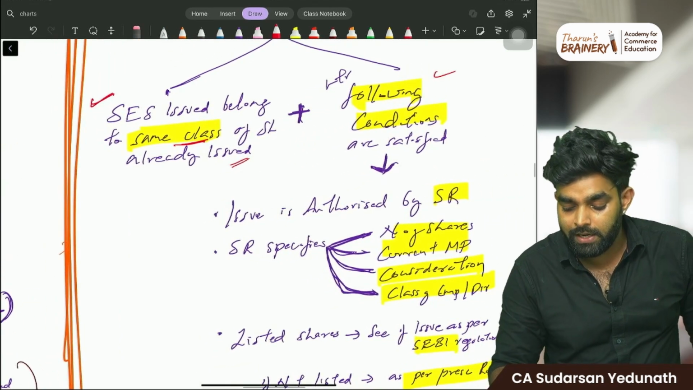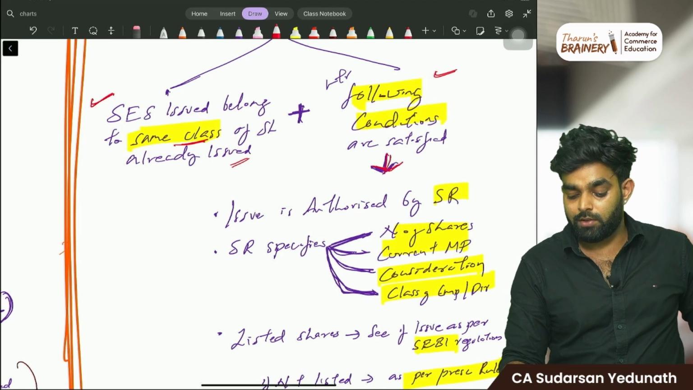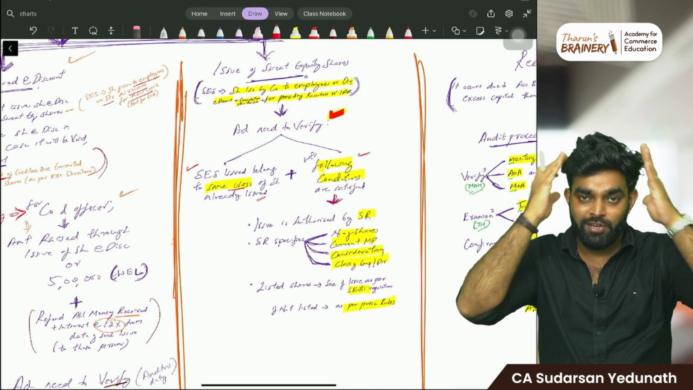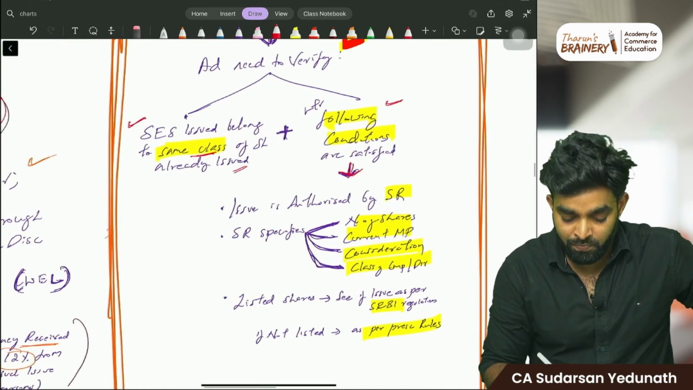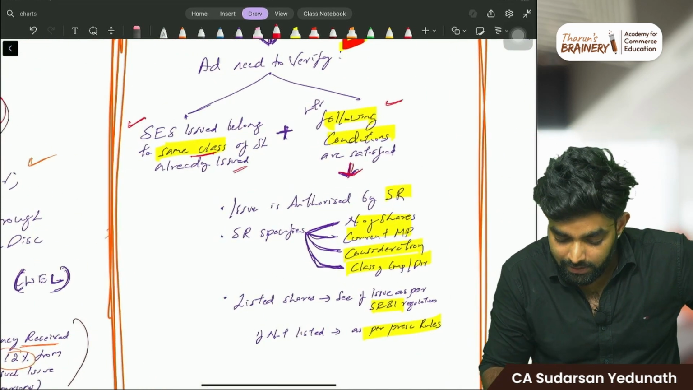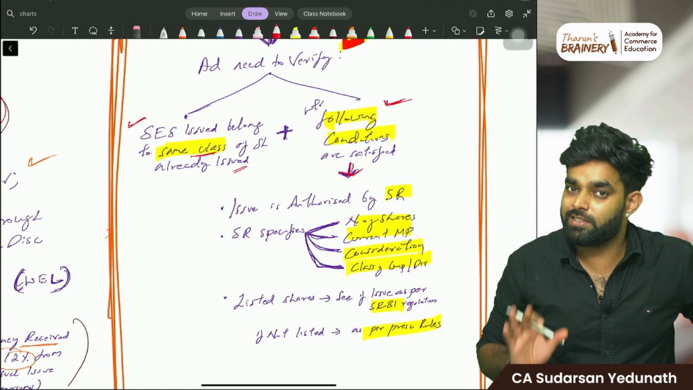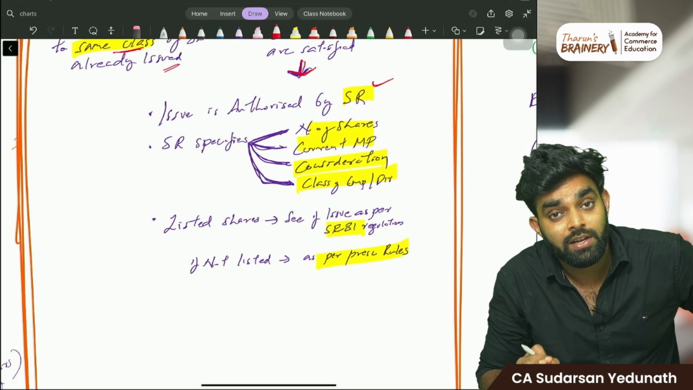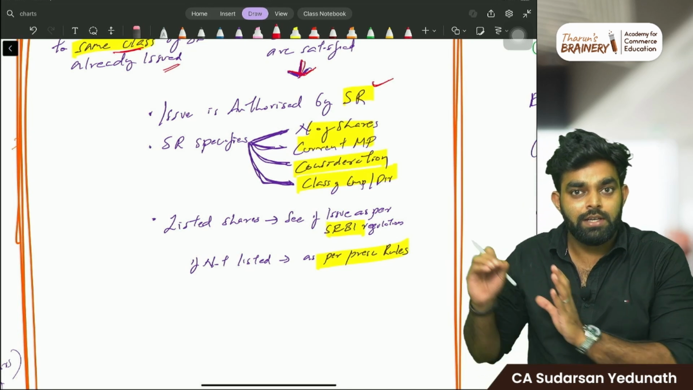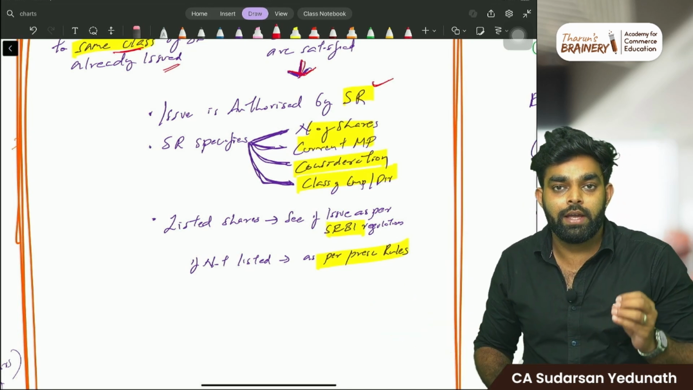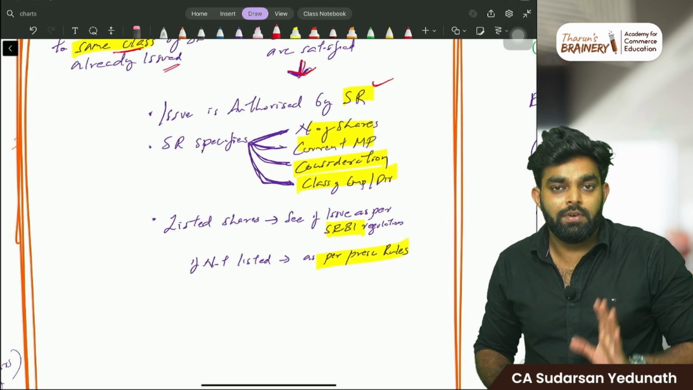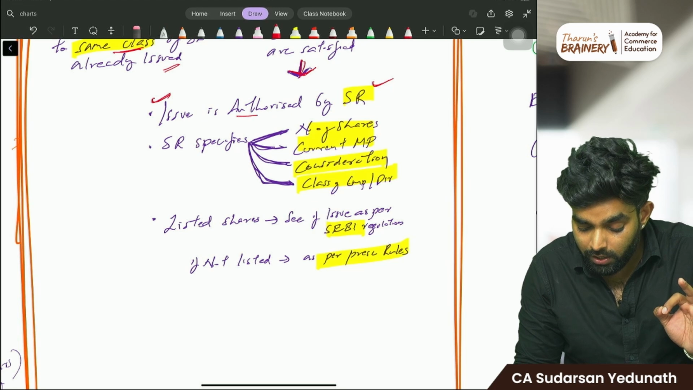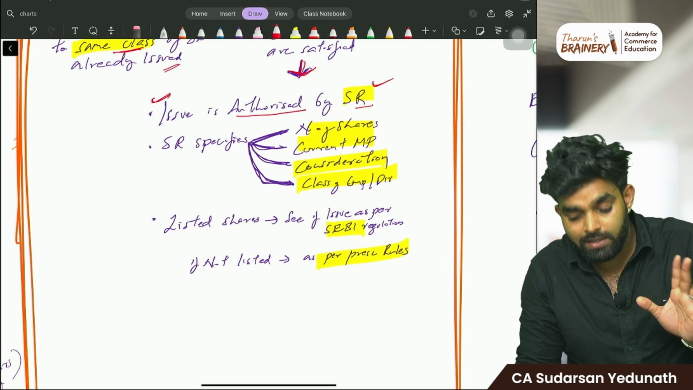Then whether the following conditions are satisfied. What are those following conditions? So this structure, like see, issue of sweat equity share, the structure will be in your brain, right? That is why I've mentioned this chart. First, see whether it is of the same class. Then see whether these following conditions are satisfied. What are those conditions? First is that the issue is authorized by a special resolution. To give sweat equity shares, the company needs to get a special resolution. See whether the company has got this.